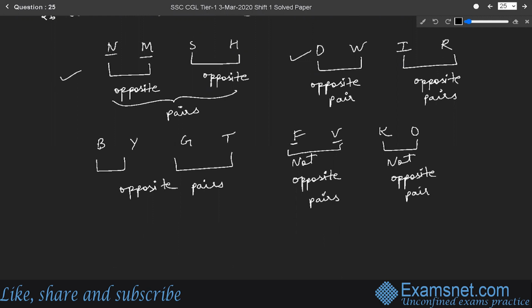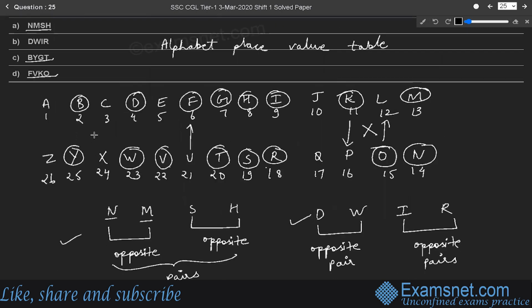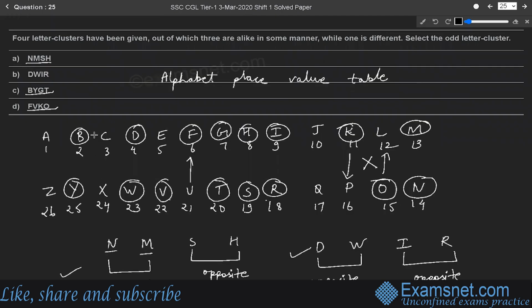Now we have to identify the odd one out. Odd one out means the one that is different from all the others. You can see that first, second and third options consist of opposite pairs. But the fourth option does not consist of an opposite pair. It means that the fourth option is the different one, that is the odd one. So for this question, the correct option will be option D, which is F, V, K and O. I hope you are clear with this question.